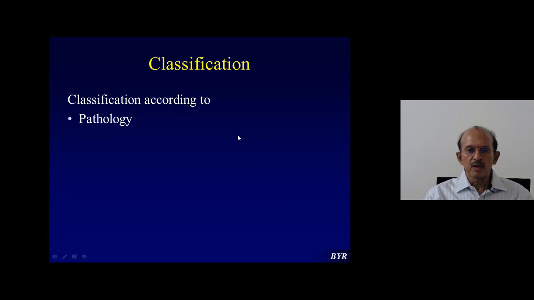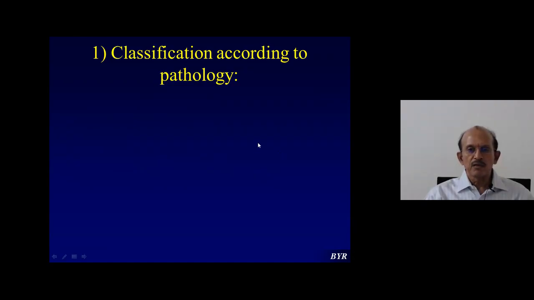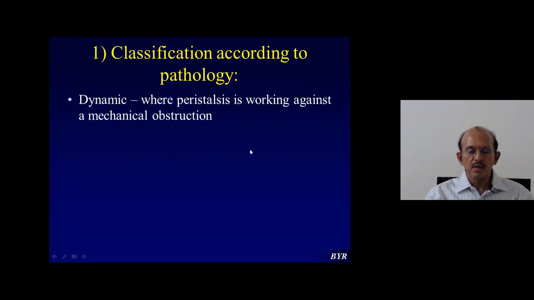The classification is according to pathology, anatomy, nature of presentation, and pathological changes in the bowels. Classification according to pathology: dynamic. Dynamic means there is some movement, where peristalsis is working against a mechanical obstruction. So dynamic obstruction means there is lack of transit of intestinal contents associated with vigorous peristaltic activity of the bowel.